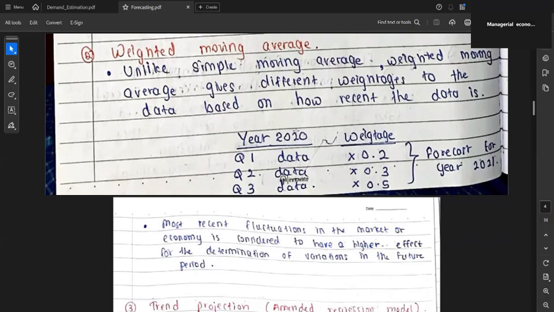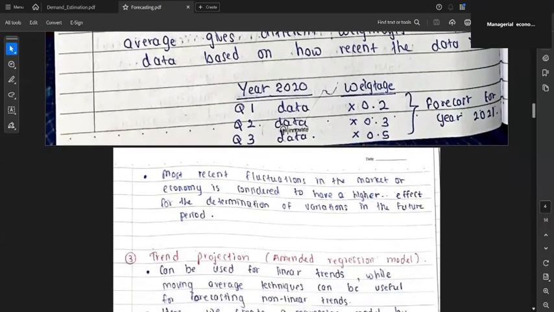So here is a 3-point moving average. We are taking 3 points at a time. So quarter 1, quarter 2, quarter 3, those are 3 points. And the weightages are given likewise.